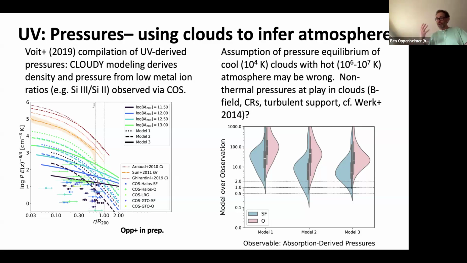Does that apply to the hot halo? We don't know. Right now, there is still a significant overprediction of the model pressures, especially in quiescent, more massive halos generally than star-forming halos. But there's still problems. And this is going back to Jess Werk's famous 2014 paper.